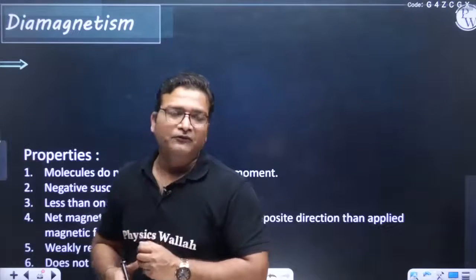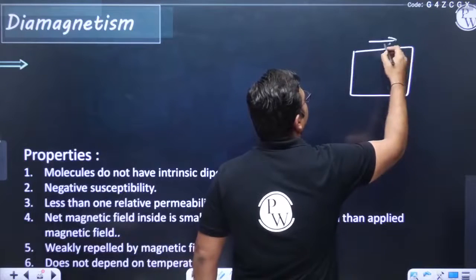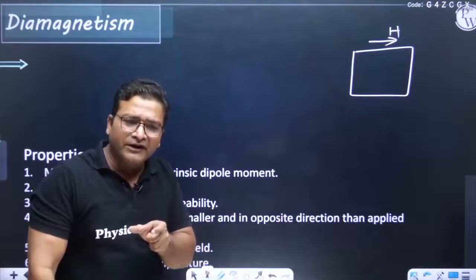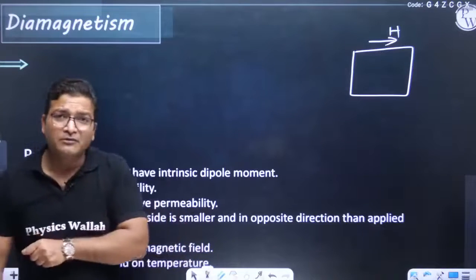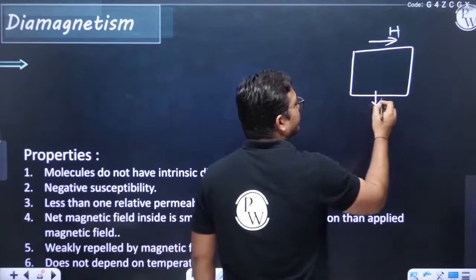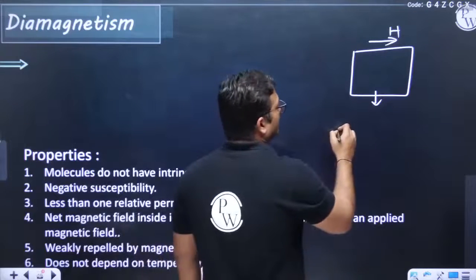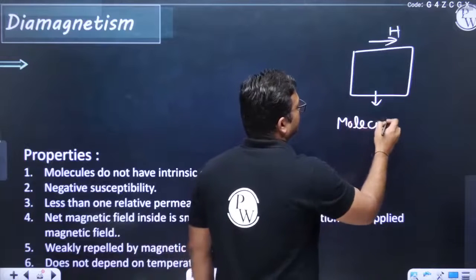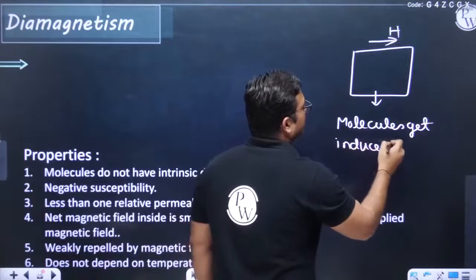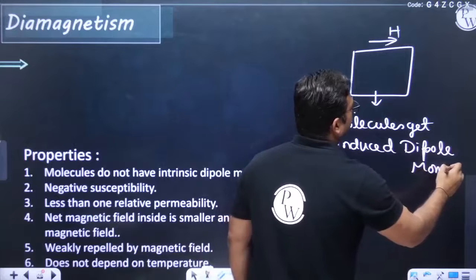What we have here: when we apply some H field across diamagnetic substances, the molecules which do not have a magnetic dipole moment get an induced dipole moment. Molecules get induced dipole moment.